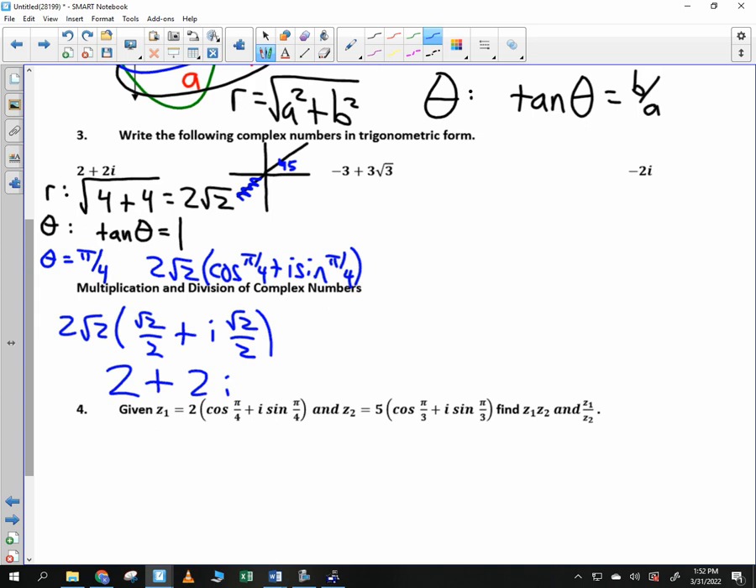So many people don't see that relationship. If you ever want to check your answer on the test, simply multiply it back through, and you should get what you started with. You should be able to check every single result. Okay, let's do a second one.